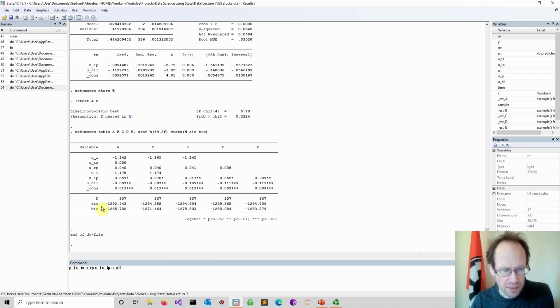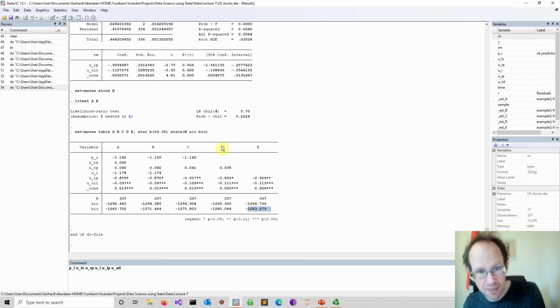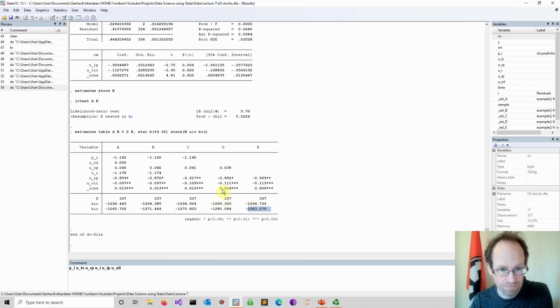Now let me have a look at the AIC. So the AIC, if you want to minimize it, you actually end up with the AIC in specification D. So you would minimize here. Yeah. If you look at the BIC, you see the minimum would be specification E. So they actually disagree, which is quite common. So the AIC would prefer a slightly more complex model compared to the BIC.